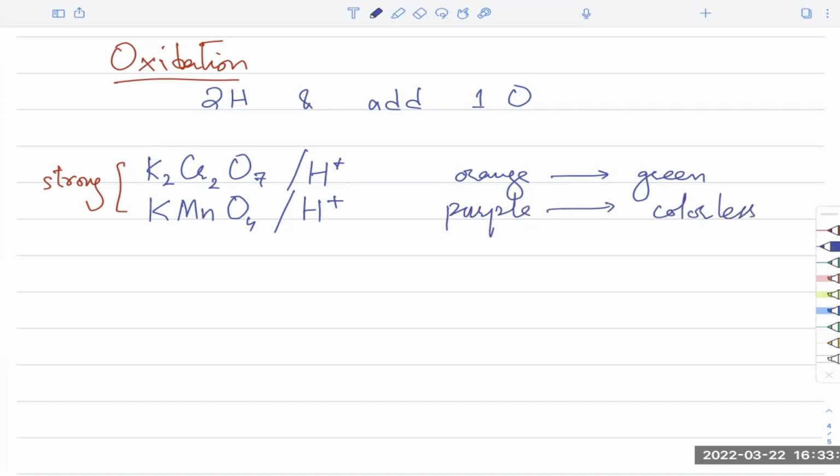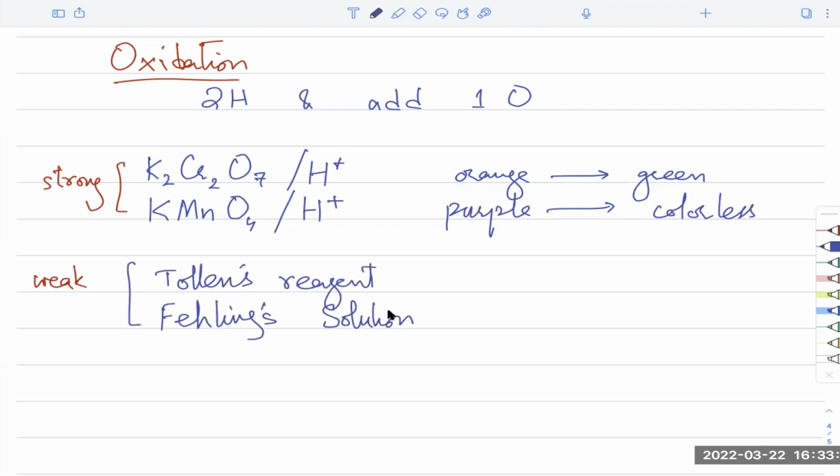That's how it changes. Now there are two weak oxidizing agents as well. Those are Tollens reagent and Fehling solution. Now the thing with Tollens reagent and Fehling solution is that they can oxidize most things, but not all of them. Okay, so they are weak oxidizing agents, so they will not oxidize everything. Things that are difficult to oxidize, they will not be able to successfully oxidize. So they're weak oxidizing agents.